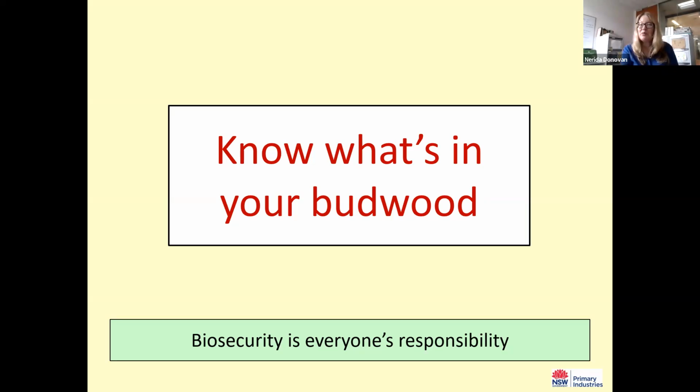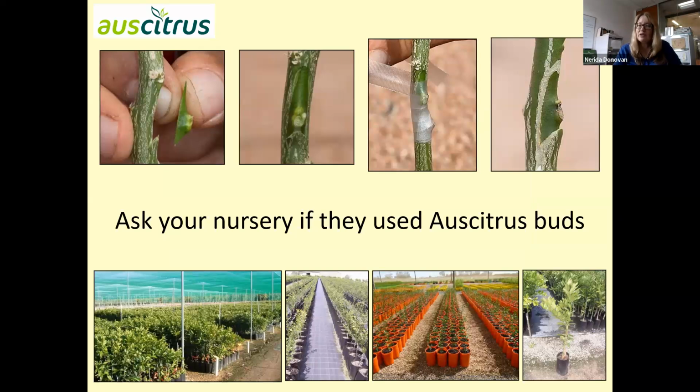Okay, so we get to what you need to do to ensure that the effort you're putting into your garden is worth it. You need to know what's in your budwood. It's really important. So ask your nursery if they used Oz Citrus buds, or if they used Oz Citrus rootstock seed. There are not many viruses that are spread by seed, and they're spread at a very low rate. So the key part is the buds. Most nurseries buy rootstock seed anyway, because it's not worth their while to have their own rootstock seed trees. But sometimes they don't all use Oz Citrus buds.